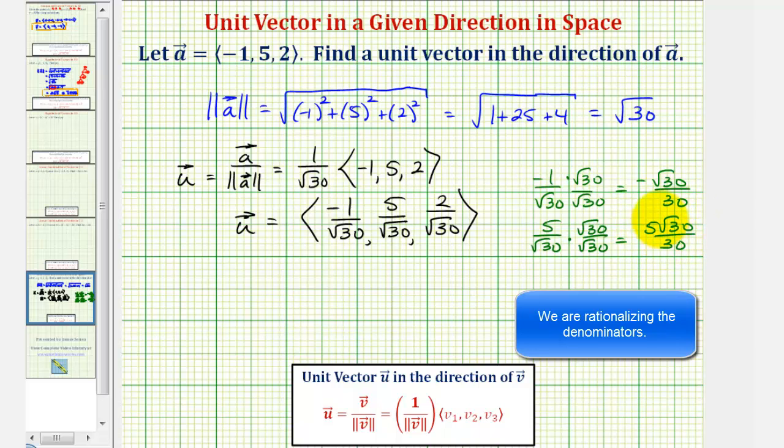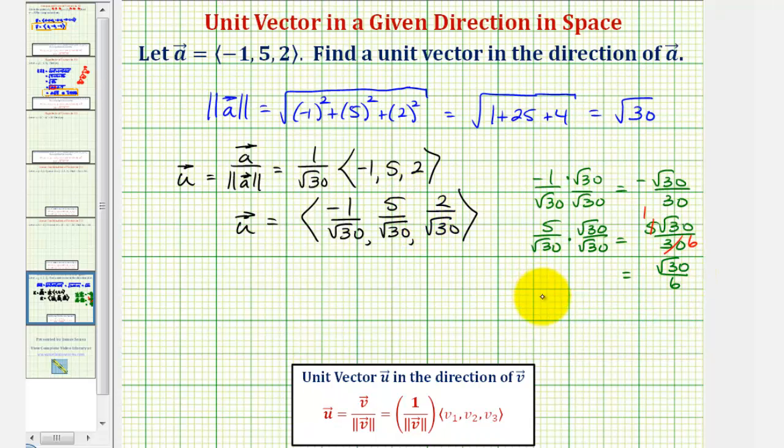And notice how this does simplify again. There's a common factor of 5. So 1, 5, and 5, and 6 5s in 30. So this simplifies to square root 30 divided by 6. And then finally for 2 divided by square root 30, again we multiply by the square root of 30 over the square root of 30, which is equal to 2 square root 30 divided by 30. And again, this also simplifies. Common factor of 2. There's 1, 2, and 2, and 15 2s in 30.